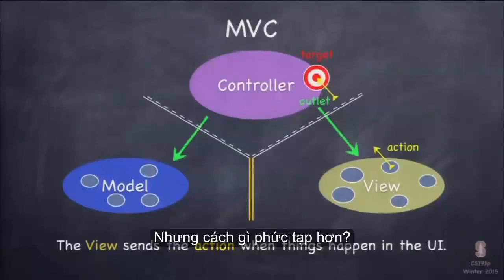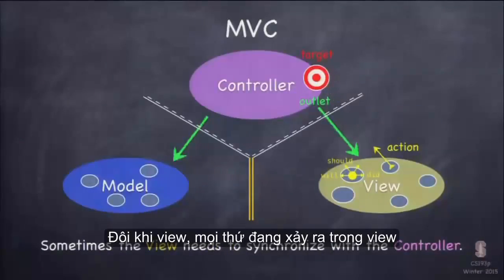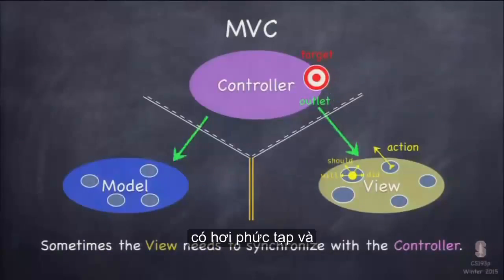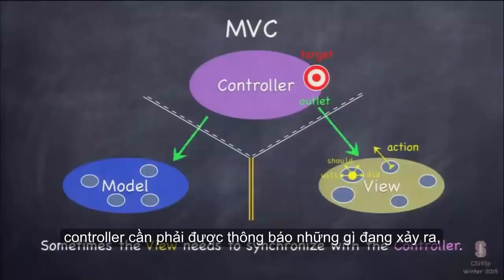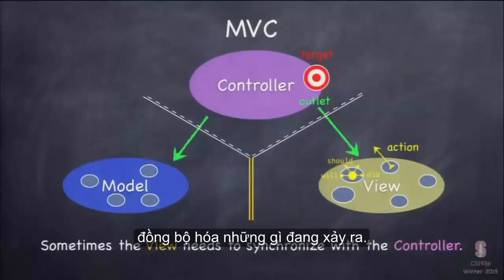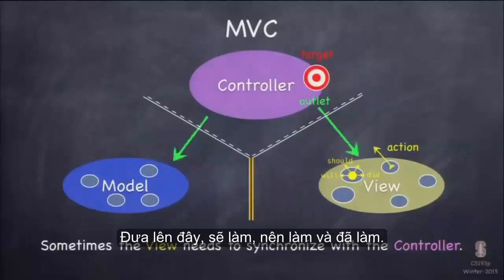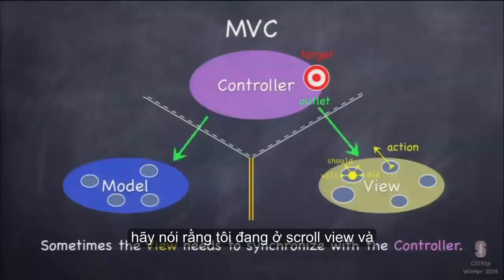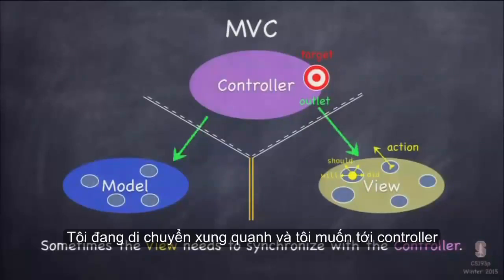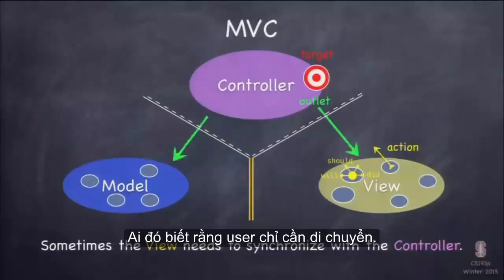But what about more complicated ways? Sometimes things are happening in the view that are somewhat complicated, and the controller needs to be informed of what's going on, synchronizing what's happening. And one way to think about this is these words I put up here: will, should, and did. Let's say I'm a scroll view and I'm scrolling around, and I want to let the controller, somebody, know that the user just did scroll.